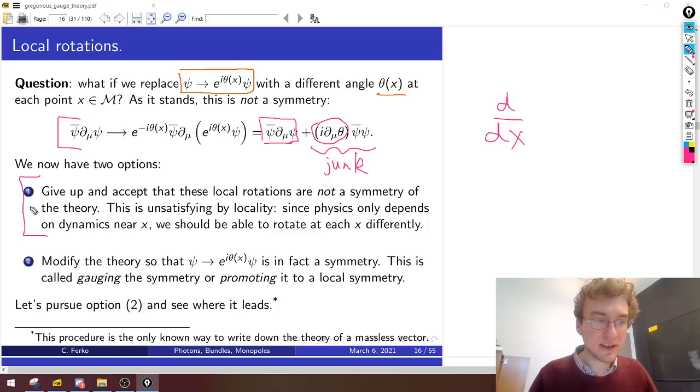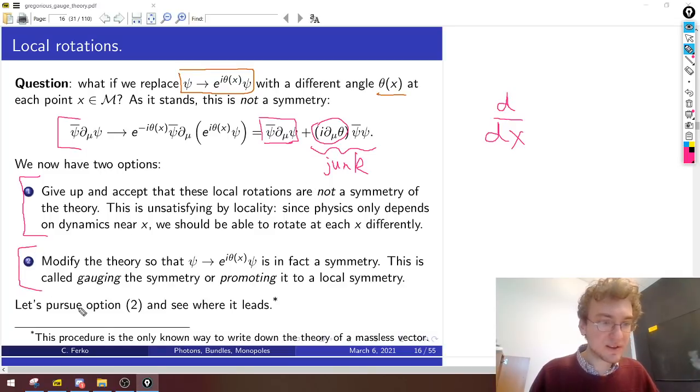So if you take option 1, you have to answer, okay, why is it all right far away, but it somehow breaks down close together? There has to be some length scale, at which point it's okay to do this rotation, and less than that length scale, it's not okay. I find that a little unsatisfying.